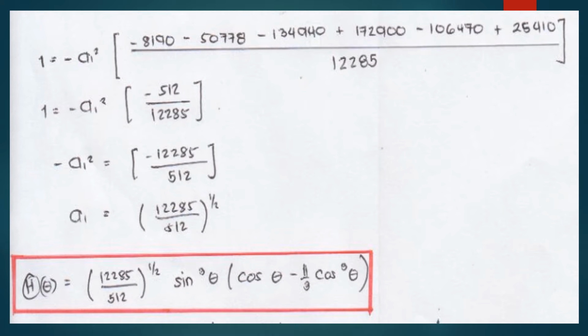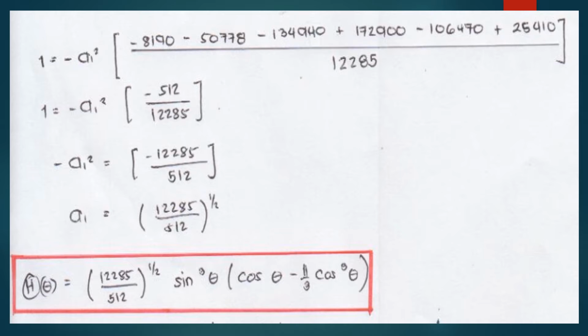So our LCD is now 12,285. Using that, we now have 1 is equal to negative a1 squared bracket negative 8,190 minus 50,778 minus 134,940 plus 172,900 minus 106,470 plus 25,410 over 12 over 12,285.